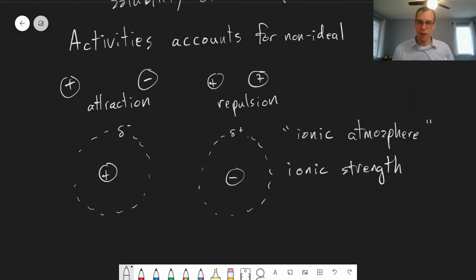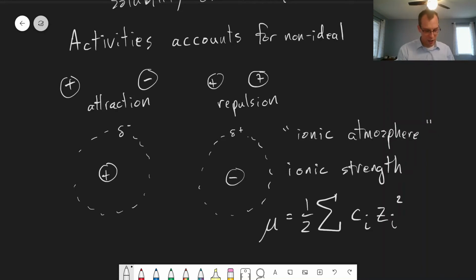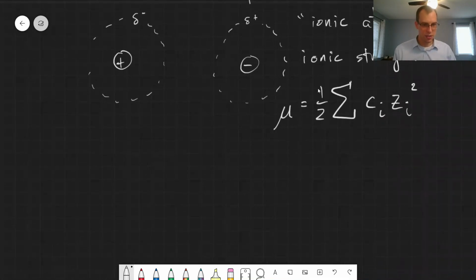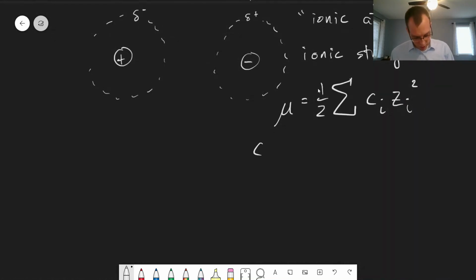And so ionic strength has a mathematical definition. We give it the symbol mu. This is the Greek letter mu. And it is defined as 1/2 times the sum of all of the concentrations times charges. C is concentration and Z is the charge. The concentration of each ion in solution times the charge of that ion squared. So just to reiterate what these definitions are, Ci is the concentration, usually in molarity, of ion i, and Zi is the charge of ion i.